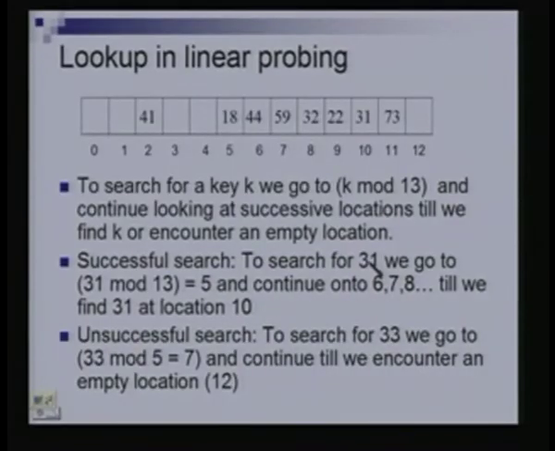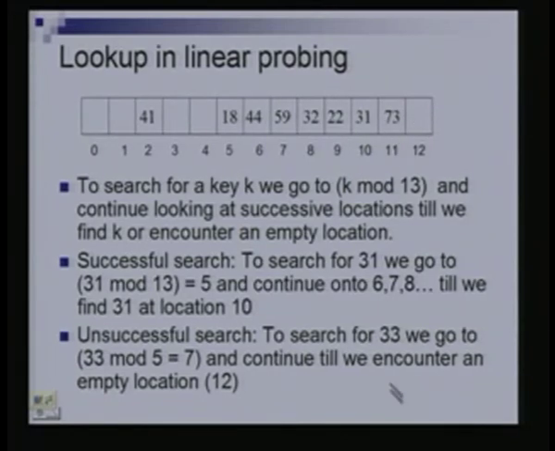Let us see. Suppose I am searching for 31. 31 mod 13 is 5. So I come here, 31 is not here. So I go to the next location. It is not here either. I go to the next location, not here either, not here either, not here either, and I found it. When I did not find it here, I can't say it is not there in the table. It could be there. In fact, it is. Right? So I find it here.